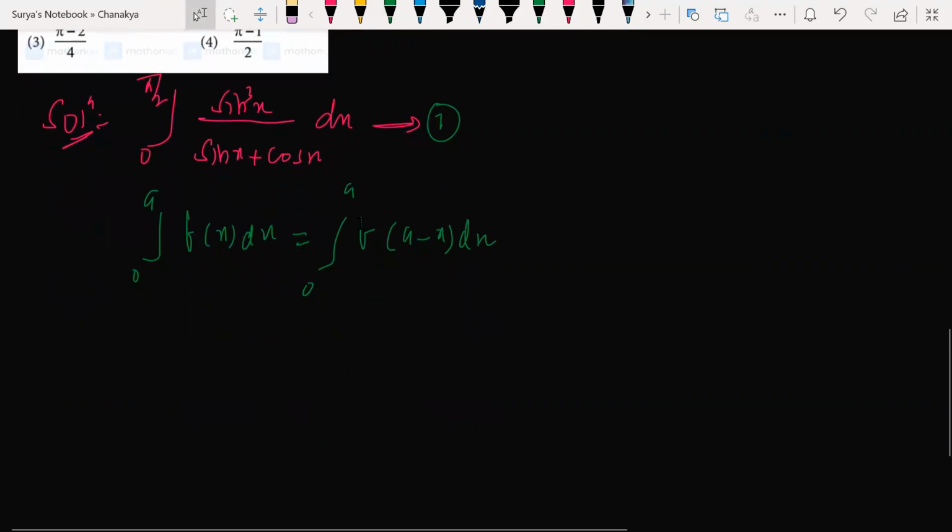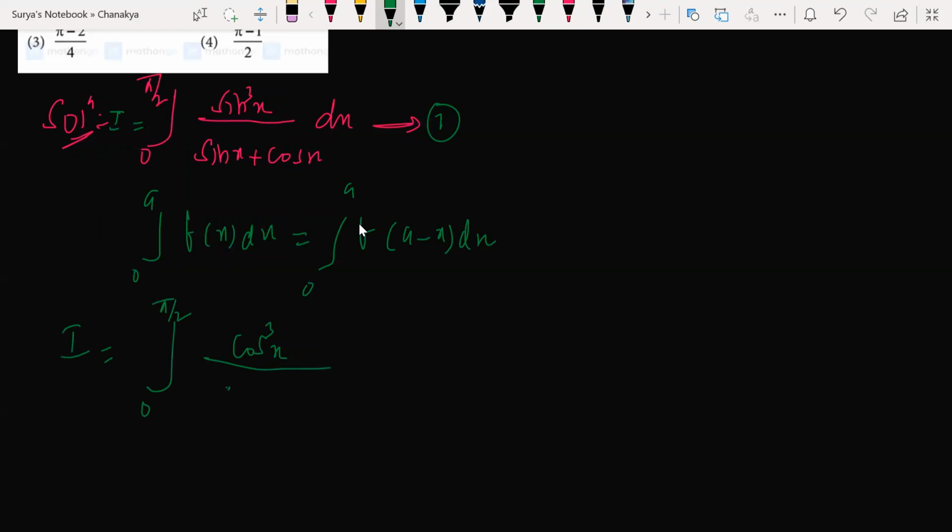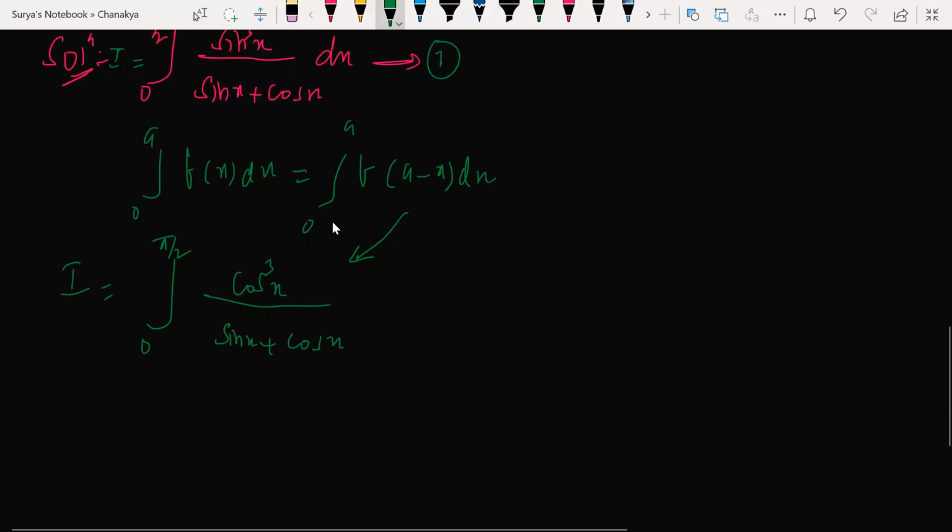Let us take this as I, and this is also I. Now after applying the property, 0 to pi by 2, a minus x, so 90 minus theta: cos cube x divided by sin of 90 minus theta, so cos x plus sin x, so sin x plus cos x only. After applying this property, the denominator will be the same. So this is my second equation.